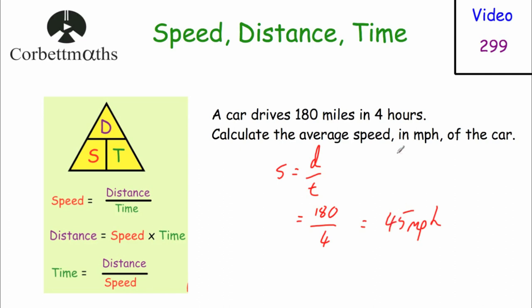And we can test that. If we've got 45 miles per hour, if we drive for 4 hours, that's 4 lots of 45, which is 180. So we know we're right. And that's it. So that's a typical speed, distance, time question. If you were asked to work out how far something travels, you just multiply the speed by the time. And if you're asked to work out how long a journey should take, if you divide the distance by the speed, that should tell you how long it takes.